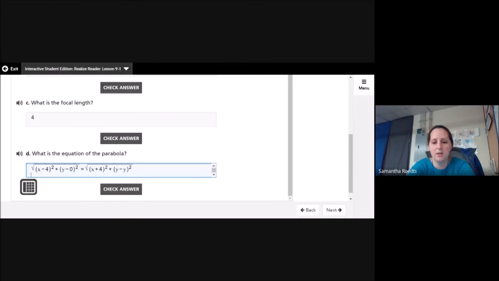So that gives me (x minus 4) squared plus y squared equals (x plus 4) squared. That gives me x squared minus 8x plus 16 plus y squared equals x squared plus 8x plus 16. So when I solve, I get y squared equals 16x. And when I solve for x, I get x equals 1/16 y squared.